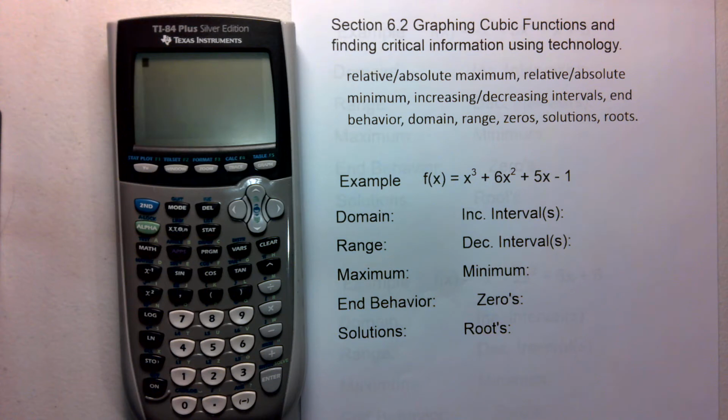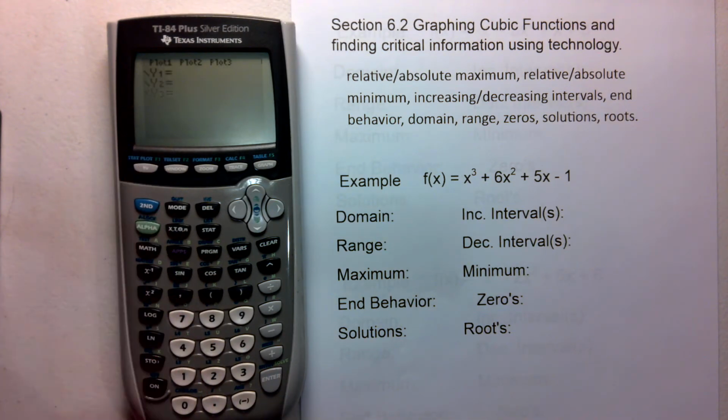So we've talked relative and absolute maximums and minimums, increasing and decreasing intervals, end behavior, our domains and our ranges, and zero solutions, roots from our quadratics. We're going to do the same thing with our cubics. We're just going to notice that our cubic function is going to have a little more information with it. So the first thing we're going to do is go ahead and put this equation into our calculator.